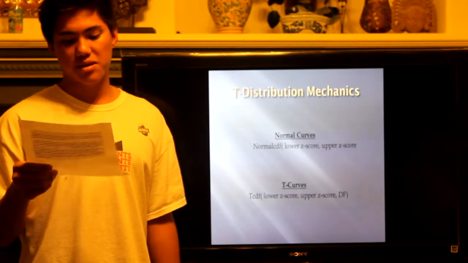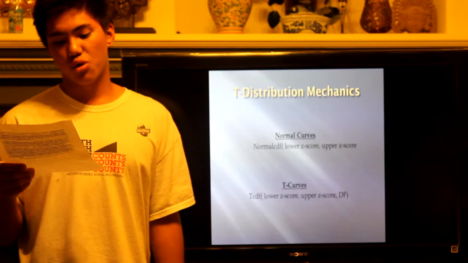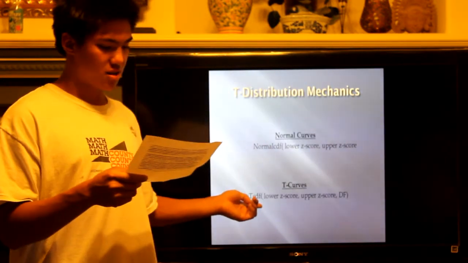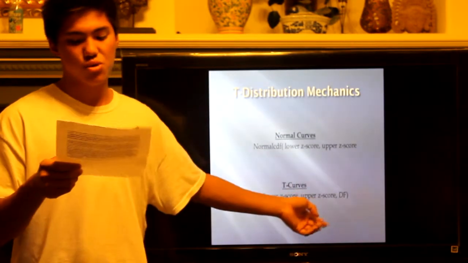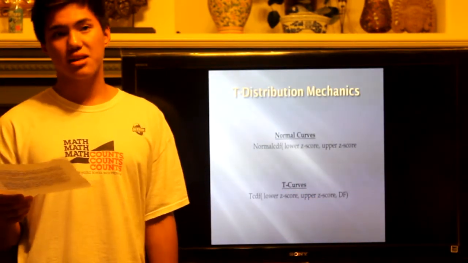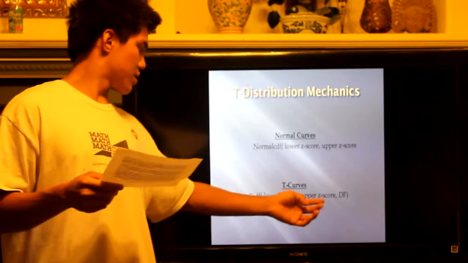To obtain the probability of a certain t-score on a t-distribution, we selected tCDF, then we also entered the bottom and top t-scores. However, like obtaining the critical points, we also entered the degrees of freedom after entering the comma.